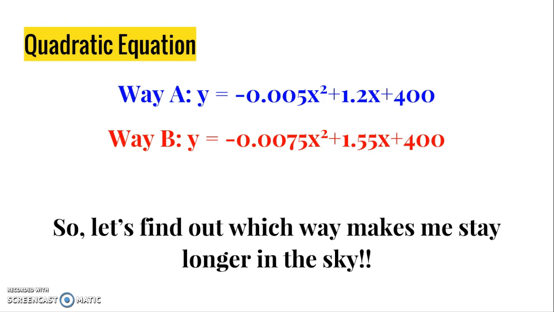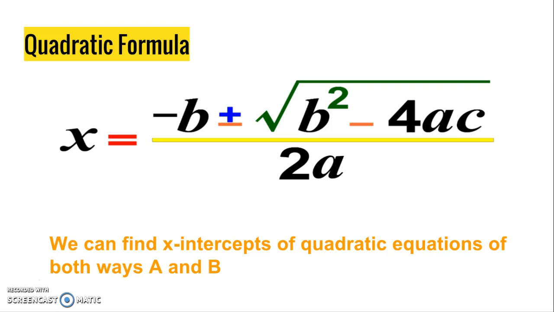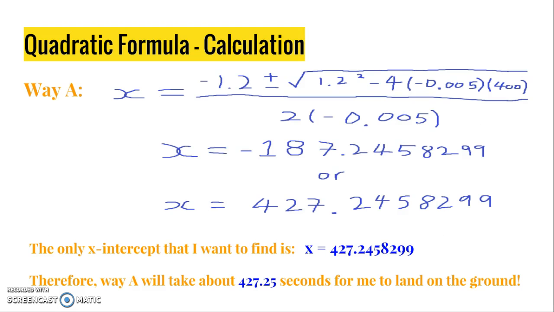Since I got quadratic equations for way A and B, now let's find out which way makes me stay longer in the sky. For this process, I will use the quadratic formula because it helps me to find one of the x-intercepts of the quadratic equation, which represents the time it takes for me to land on the ground. This is because the x-intercept is where the y value is 0, which means that I am not flying anymore. So this is the quadratic formula, and I put the quadratic equation of way A into that formula and found 2 x-intercepts. Since time cannot be a negative number and I started paragliding from 0 seconds, the only x-intercept that I want to find is the positive x-intercept, which is about 427 seconds.